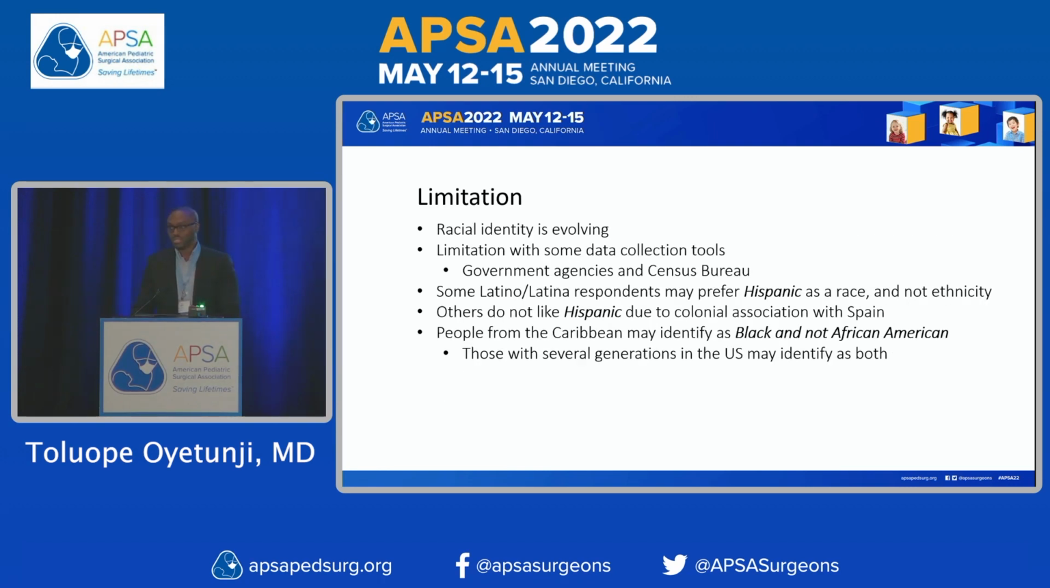There are limitations to this. Racial identity is always evolving, and there are also limitations with some data collection tools, especially if coming from government agencies or the Census Bureau. Some Latina respondents may prefer Hispanic as a race and not ethnicity. Others do not like that because of the colonial association with Spain. People from the Caribbean area may identify as black and not necessarily African American. And those with several generations in the US may identify as both. It's important to take note of this in reporting the research.